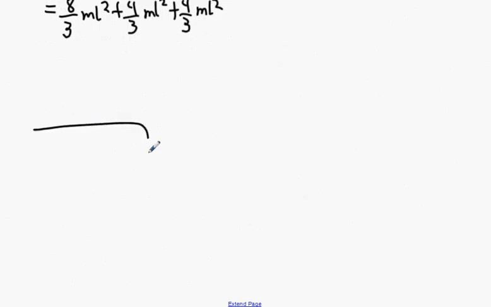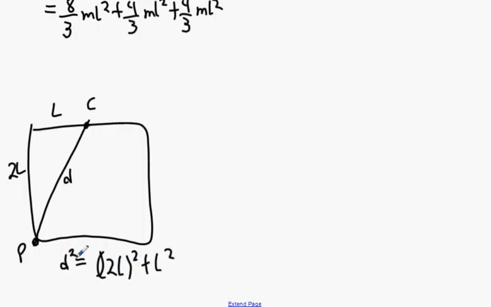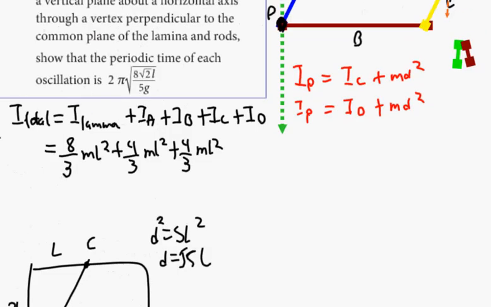So, P to C, L across, 2L this direction. Pythagoras' theorem. Call this the distance D. D squared equals 2L squared plus L squared. D squared equals 5L squared. D equals root 5 L. Everybody cool enough with that? Or D squared is 5L squared, which is what we need. So both of these D squareds here are going to be 5L squared.